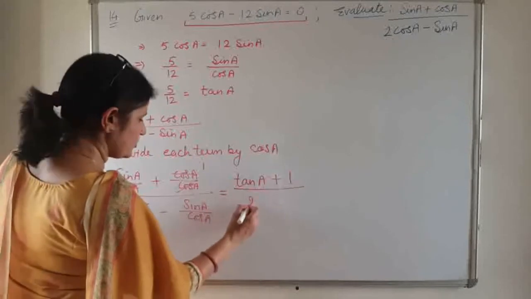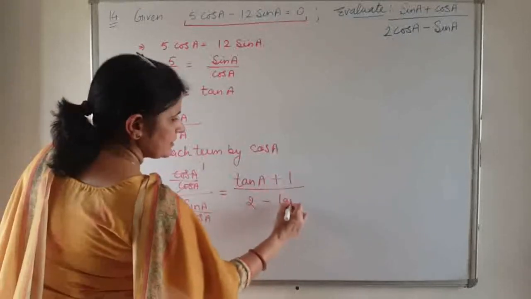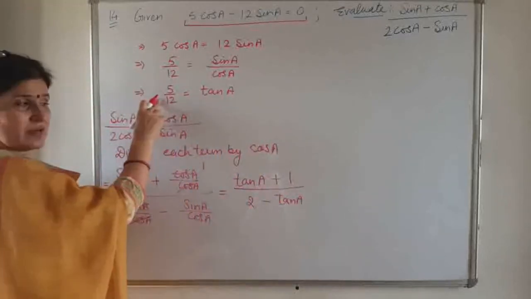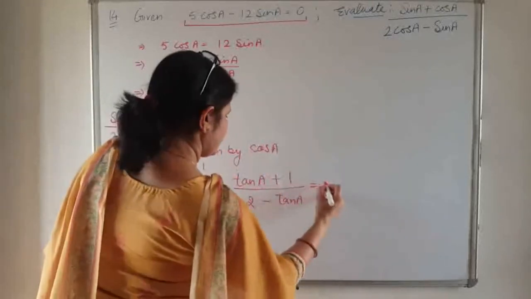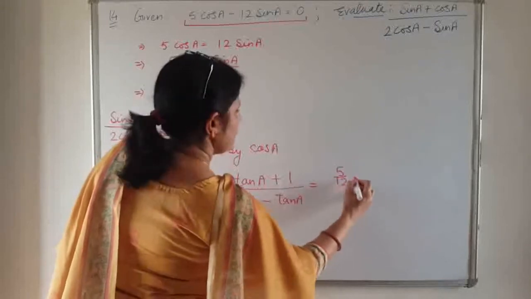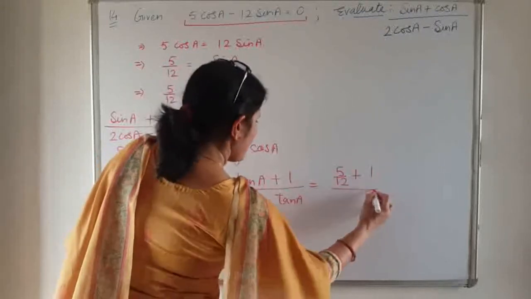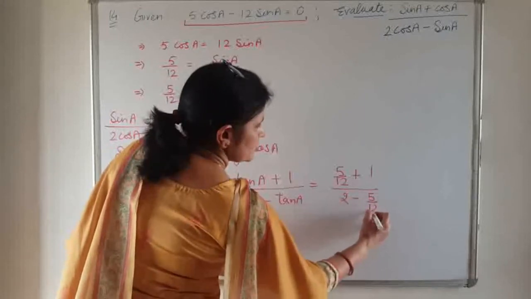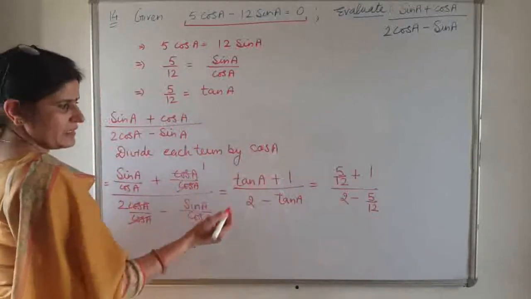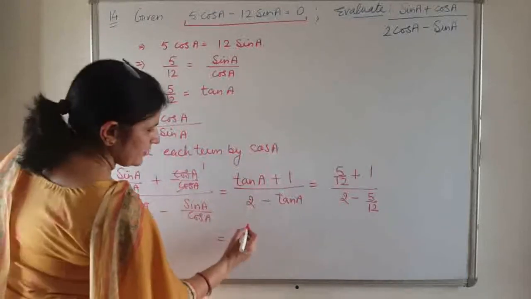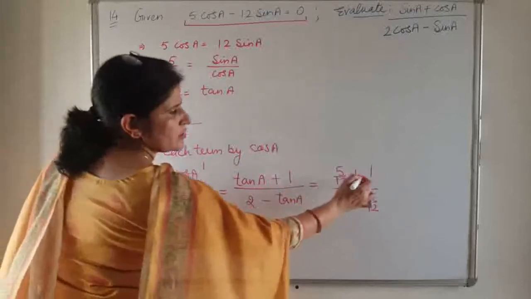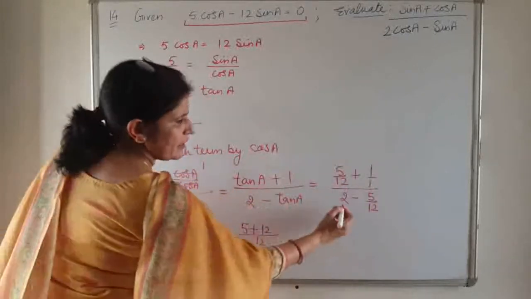Here 2 into 1 is 2, minus tan A. Now substitute tan A as 5 over 12. 5 upon 12 plus 1, upon 2 minus 5 upon 12. Now by LCM, what will come? 5 plus 12 upon 12. Like this we take LCM. No? 12 ones are 12. Here you take 1.